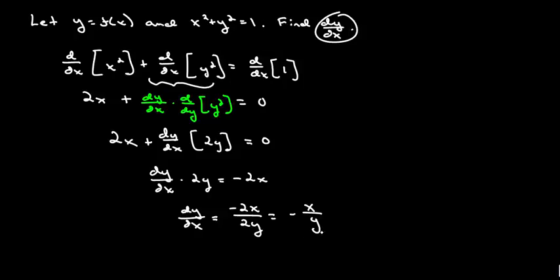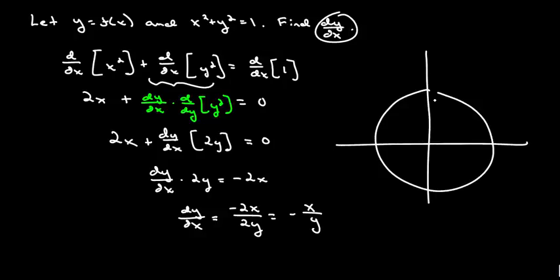So we have this strange thing going on. You may want to take a look to see what this graph looks like. Actually, let me draw it out for you. This graph looks like a circle of radius 1. Okay, and what we've really done here is this is implicit differentiation.